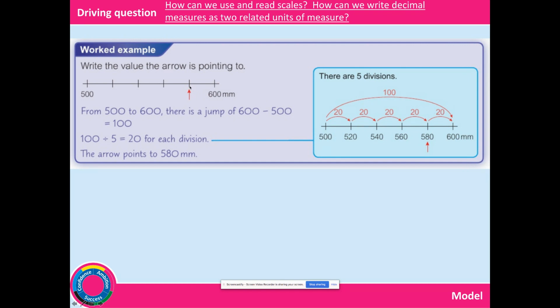Now we're 1 away from the end. So we check what's 1 away from this end. It's 580 millimeters. So the arrow points to 580 millimeters.